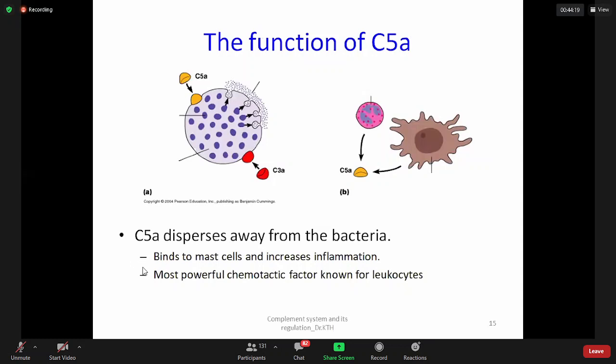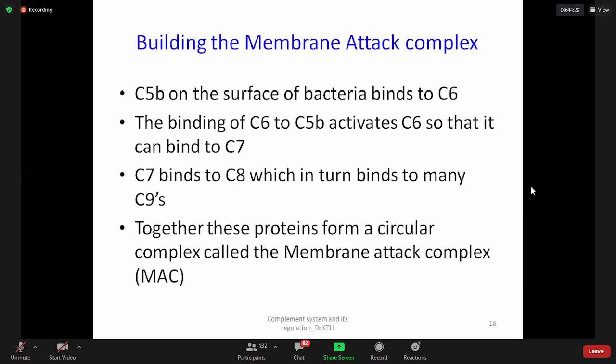This is what I'm saying. The C5A will disperse and increase inflammation, and also attract cells. Whereas for C5B, some of it, like we said, is an opsonin, so it will bind to the cell, and when the cell is saturated, the remainder will now bind to C6. The binding of C6 activates binding of C7, binding of C8, and later there is polymerization of C9. The moment C9 polymerizes, we end up forming a circular complex called the membrane attack complex.